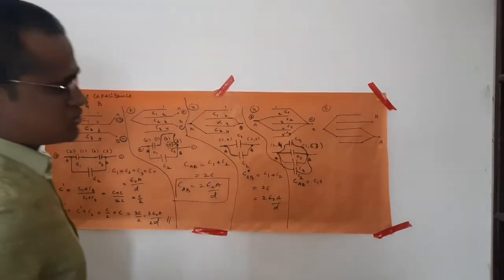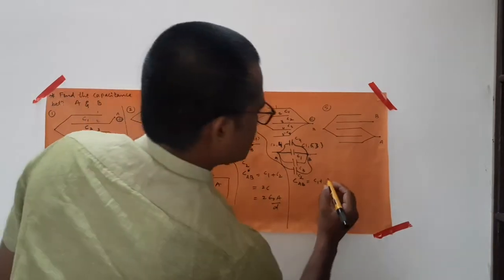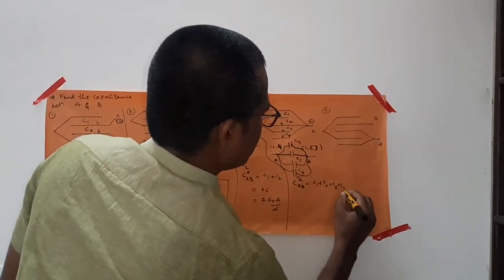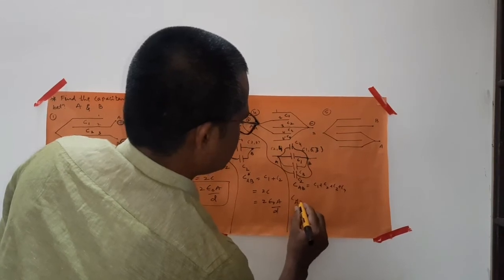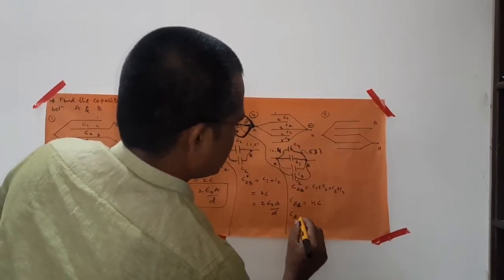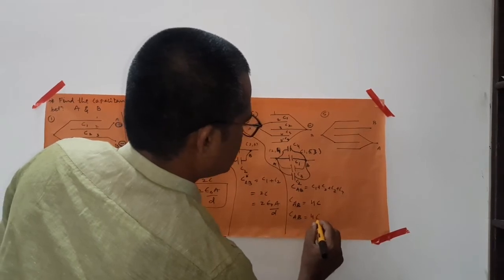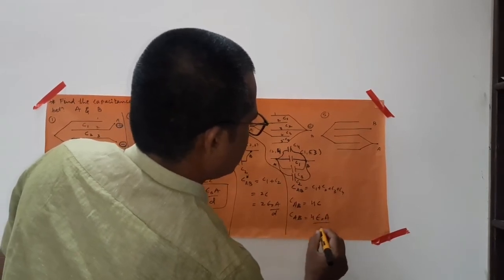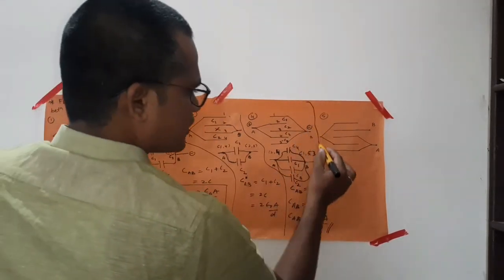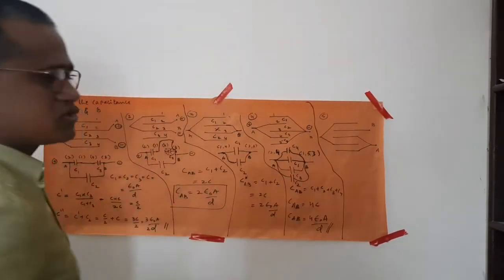So here 4 capacitors are connected in parallel. So I'll take C1 plus C2 plus C3 plus C4. Therefore, the effective capacitance between A and B is equal to 4 times C. Therefore, the effective capacitance between A and B is equal to 4 times epsilon naught A by d. This is the effective capacitance. In the same way, let me complete the last one.